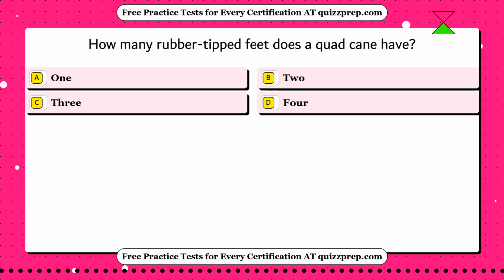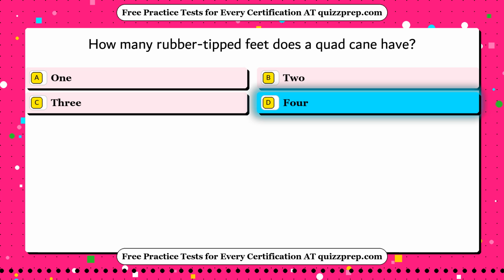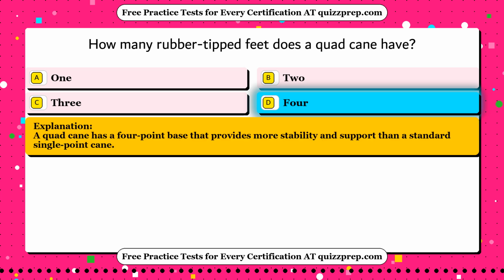Question 72. How many rubber-tipped feet does a quad cane have? Option A, 1, option B, 2, option C, 3, option D, 4. The correct answer is option D, 4. A quad cane has a 4-point base that provides more stability and support than a standard single-point cane.